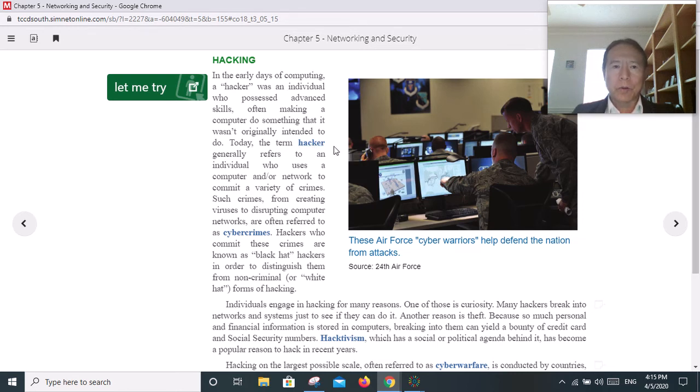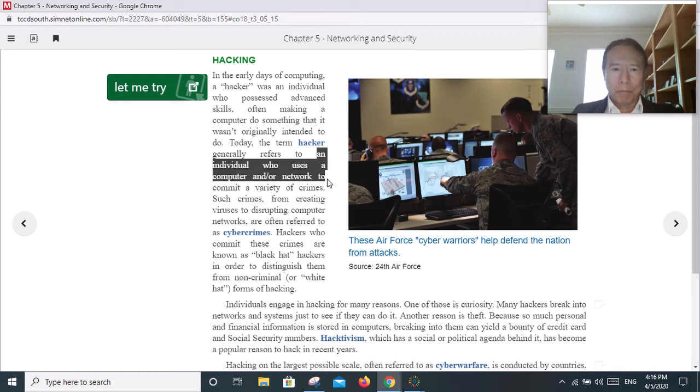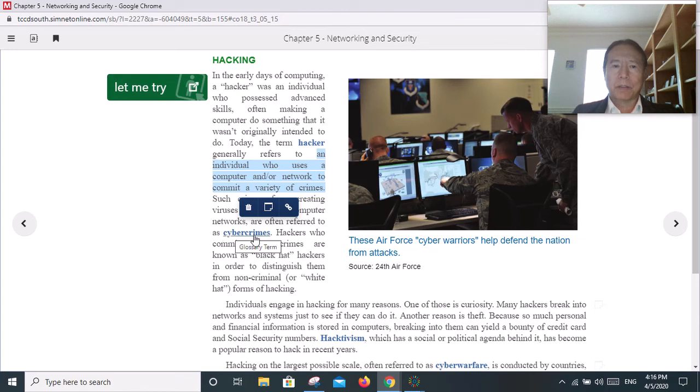Here, the textbook is trying to describe what hackers are. It refers to an individual, a person who uses a computer or network to commit a crime. So what is a hacker? A hacker is someone who illegally does something via the use of a computer. A mobile phone is considered a computer-type device here. So it's called cyber crime.